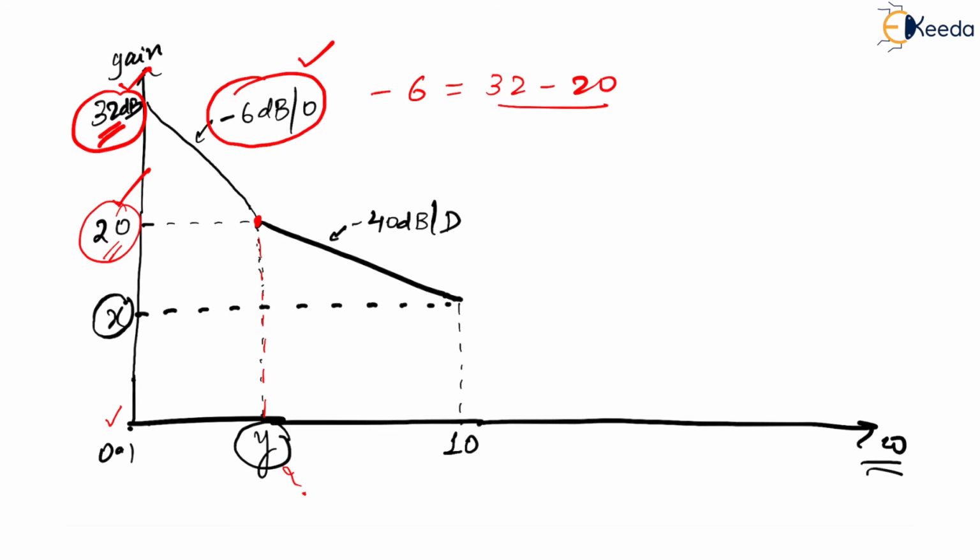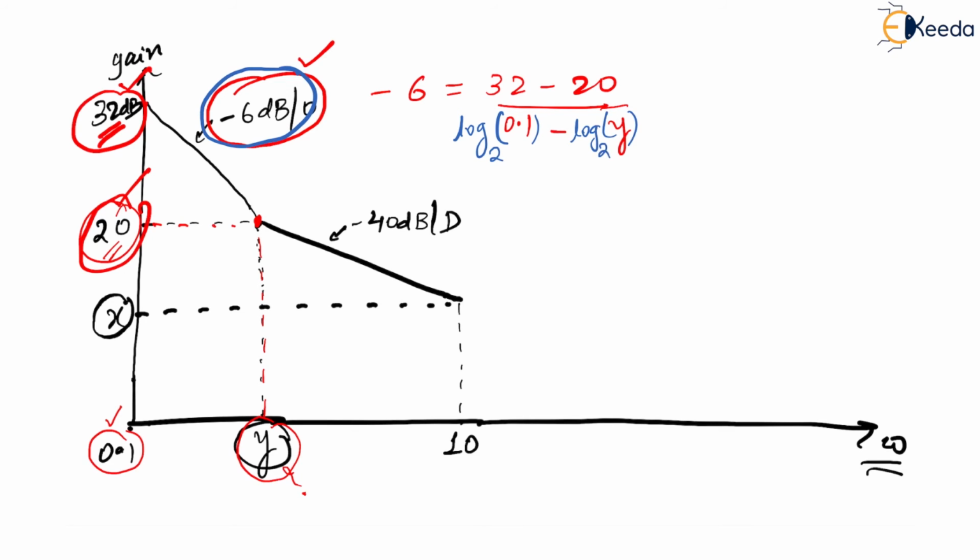Now, divided by what? At 32, what do you have? You have 0.1, which means it is going to be 0.1 minus, at 20, what do you have? At 20, you have this y, so it is going to be y. But is it correct? No. Why? Because it is not a linear scale, rather it is a scale for octave. Why? Because the slope is in dB per octave, which means here I have to have log 0.1 to the base 2 and log y to the base 2.